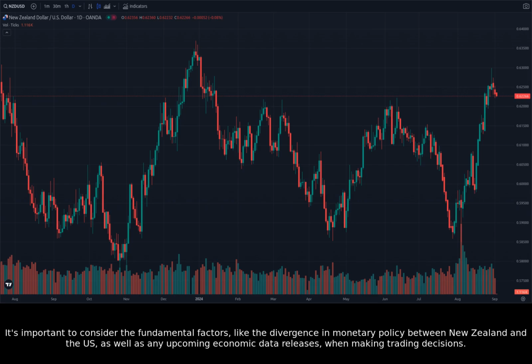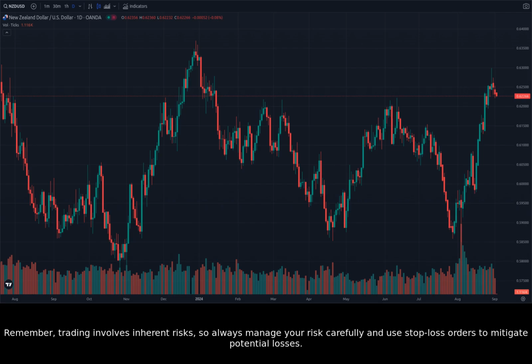It's important to consider the fundamental factors, like the divergence in monetary policy between New Zealand and the US, as well as any upcoming economic data releases, when making trading decisions. Remember, trading involves inherent risks, so always manage your risk carefully and use stop-loss orders to mitigate potential losses.